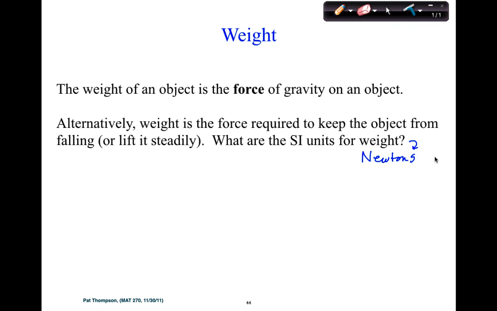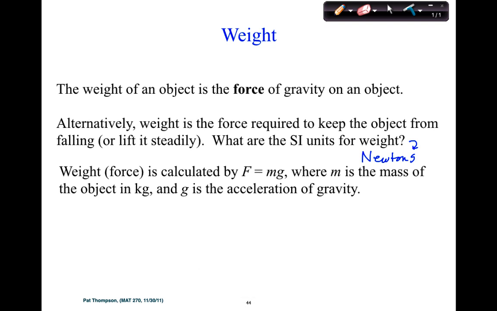All right, what are the English units for weight? Pounds, right? So pounds and newtons are like apples and apples. They're both force units, so they can measure weight of something. Kilograms is not. Kilograms is not like newtons or pounds. Kilograms is just amount of stuff, mass.